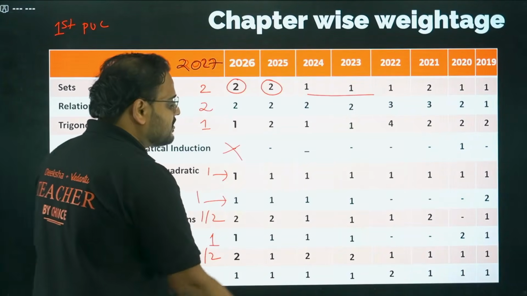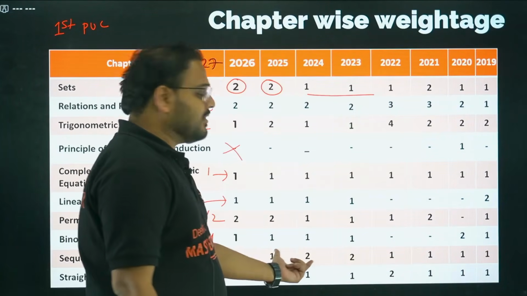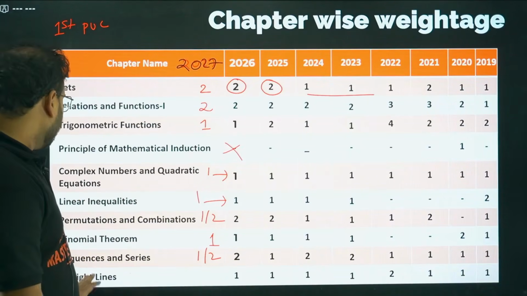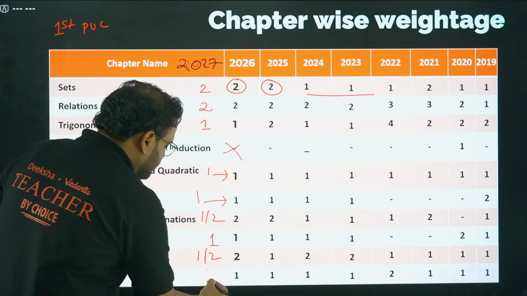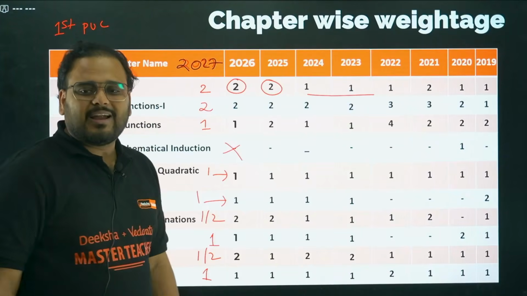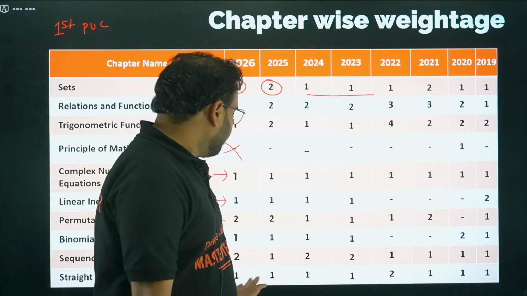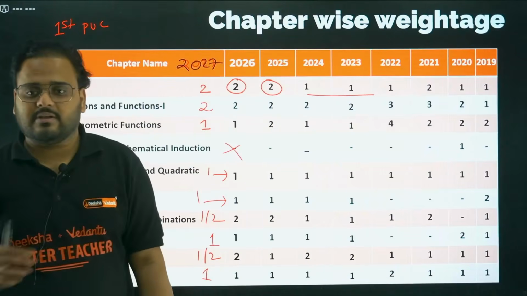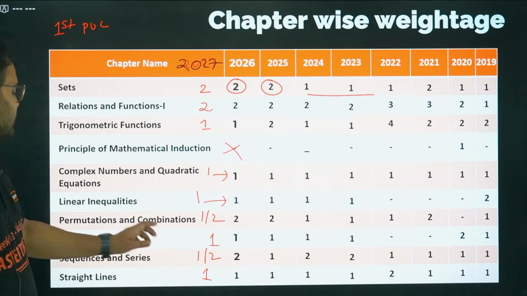If you look at the trend, mostly they have asked one question, but a few years they've asked 2 as well. Last year they asked, in this year's paper they asked 2 questions. Straight lines, again 1 question is almost fixed, so you'll have 1 question over here. Very rarely they ask 2 questions. If you look at the trend of the last 6 to 7 years, you'll find only once they've asked 2 questions. Rest all the years they've asked 1 question only.